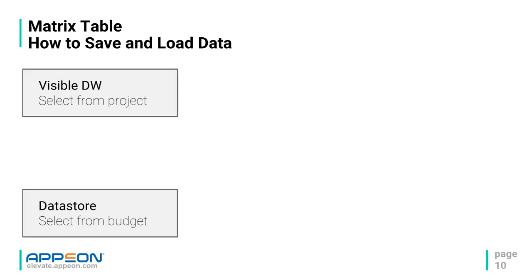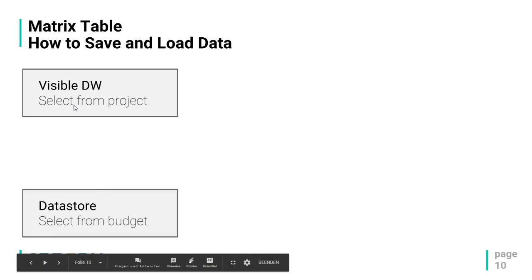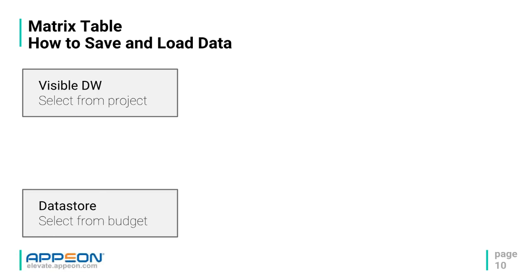Now we do the visual data window with just empty fields, and now we need to get the data into it. So we need to save it and we need to load it. So we have that visible data window, what I was talking about, and then we have a data store. In the data store we do a simple select, in this case from the budget, and the visible data window is just a select from the project with all those empty columns.